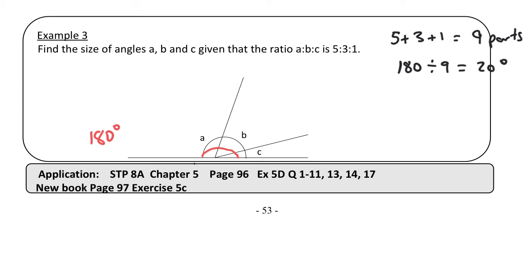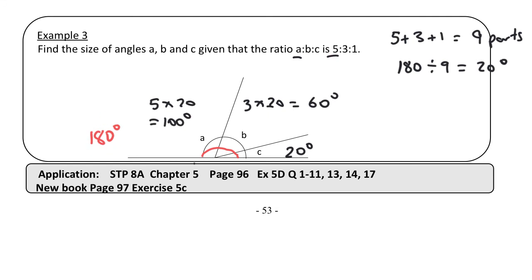And then we need to work out the value of each. So C is 1 part, and we know that 1 part is 20 degrees. B is 3 parts, so we're going to do 3 times 20, which is 60 degrees. And then A is 5 parts, so we'll do 5 times 20, which is 100 degrees. And as a check, we can add those values up. So 100 plus 60 is 160, plus 20 is our 180. And that matches up with the total number of degrees in a straight line.